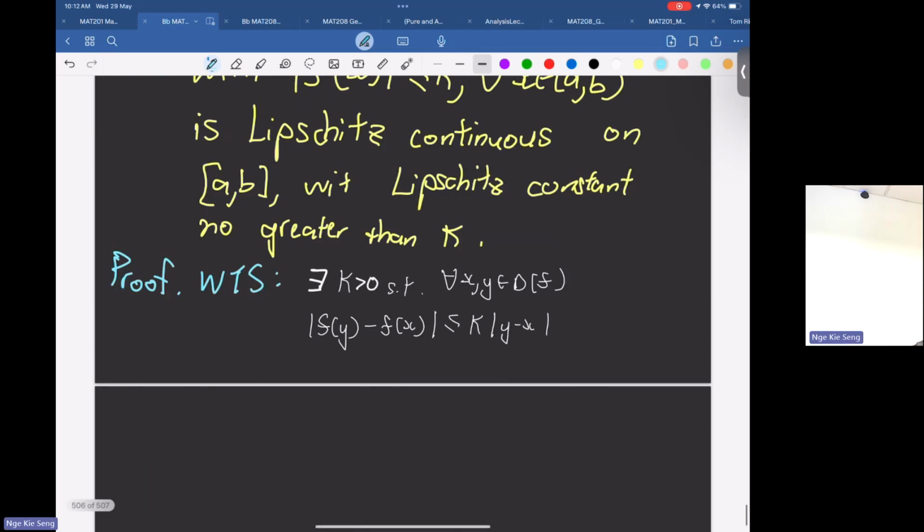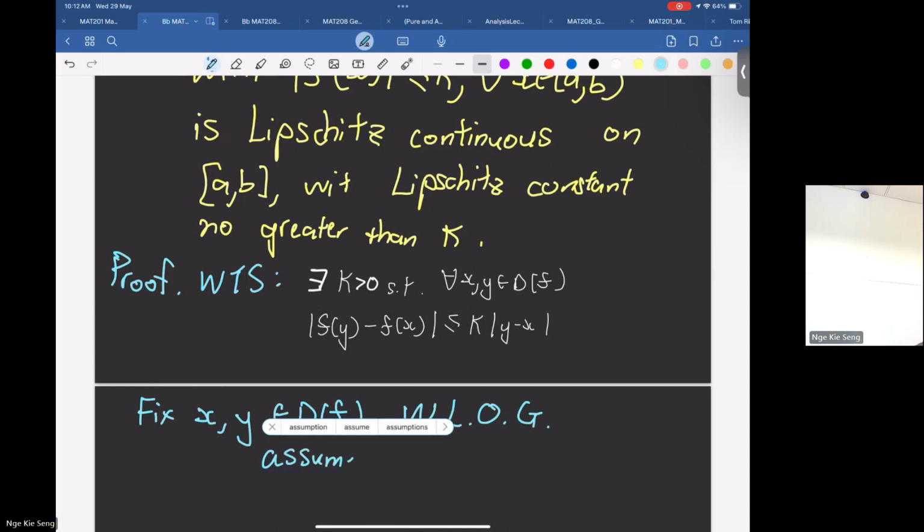So first, what do you fix, since you want to show it for all x, y? You need to find a k for all x, y. Then what do you need to do? You need to check at any x, y. But without loss of generality, we can assume that x is less than y. Do you know what it means by without loss of generality here?